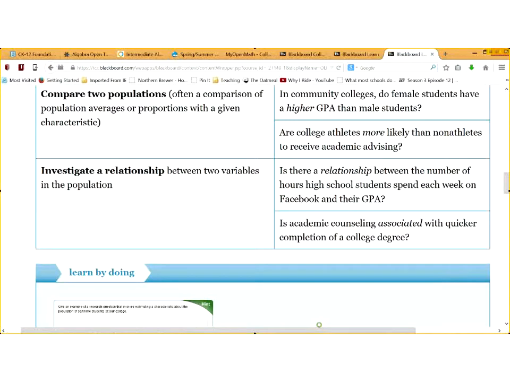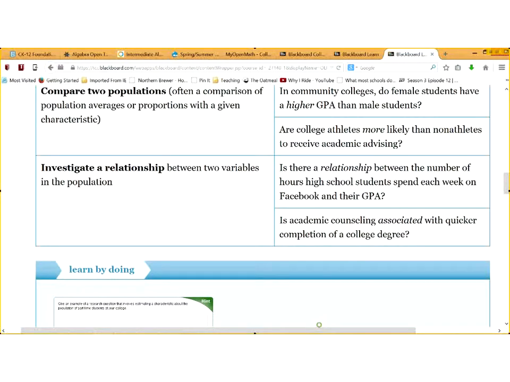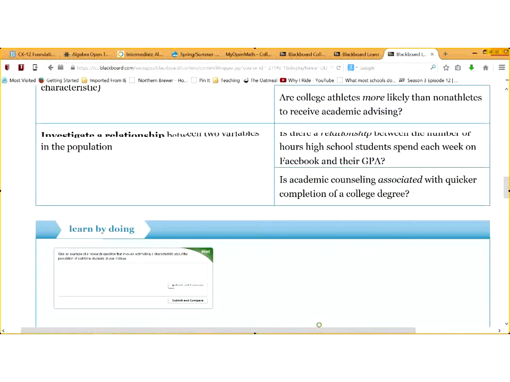And then investigate a relationship between two variables in the population. Is there a relationship between the number of hours high school students spend each week on Facebook and their GPA? Is academic counseling associated with quicker completion of a college degree? All right, so those are different things.